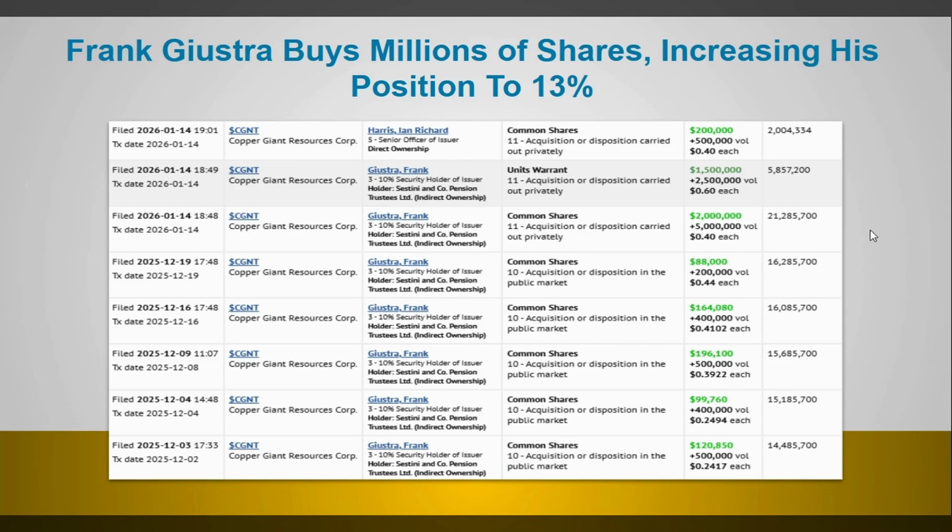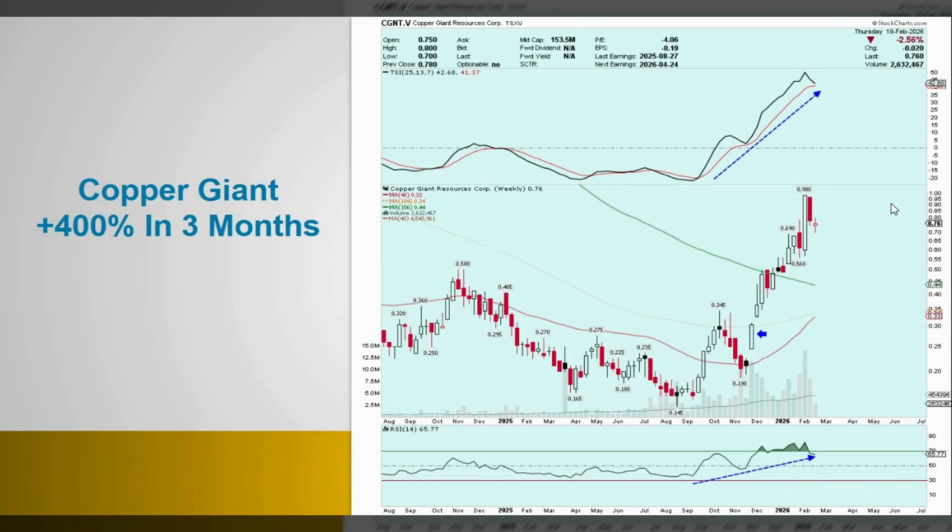Well, billionaire investor Frank Giustra starts filing that he's buying stock, right? So lots of stock being bought in the market. And the CEO in January also puts in another $200,000. So suddenly insiders are buying up a lot of stock, and you can see what the stock has done, right?